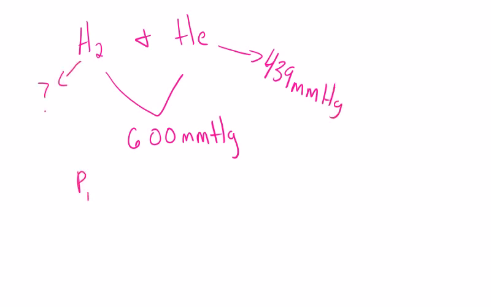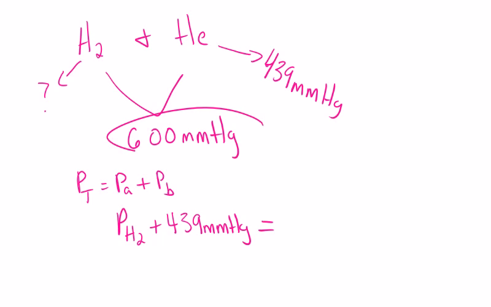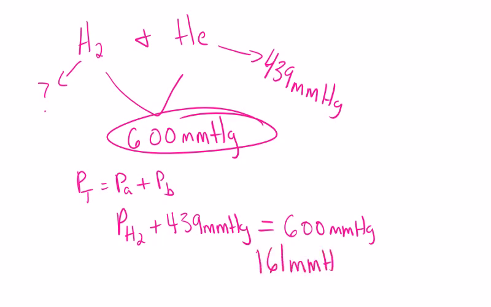So we go back to Dalton's law, where the total pressure is equal to the sum of the two parts, and in this case we only have two parts. We're going to plug in the pressure of hydrogen for one of them, and we've got the pressure for helium for the other one, and that is equal to our total pressure, which they gave us, 600 millimeters mercury. And again, this is going to be a simple subtraction problem. 600 minus 439 is equal to 161 millimeters mercury, and that's going to be our pressure of hydrogen.